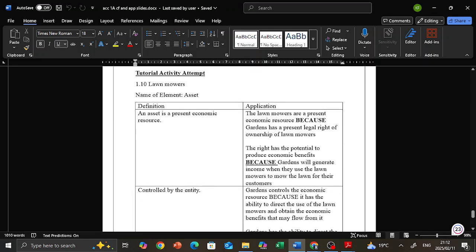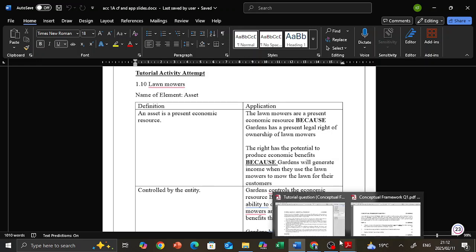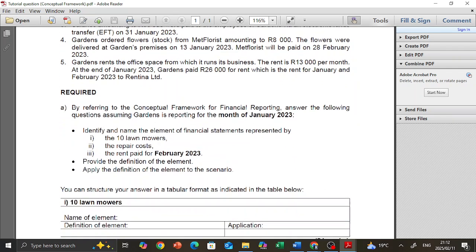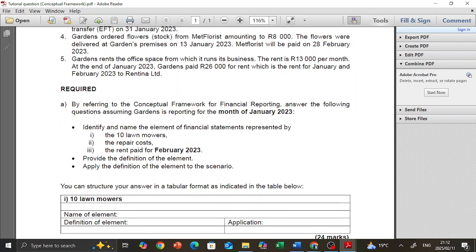Yesterday, we attempted this tutorial question. The reason why I told you just now to ensure that before starting the question, you don't go into the scenario first, is that step one is to look at the required. Why are we looking at the required? This is a good example of why.